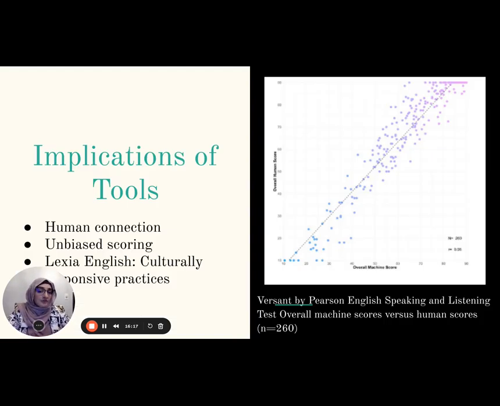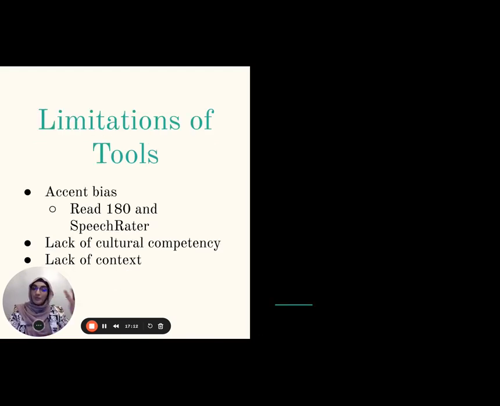Some of the implications of the tools involve focusing more on the human connection piece of qualitative research. They claim unbiased scoring, but this will get discussed later on in the presentation, as well as culturally responsive practices, especially with Lexia English, as the entire software was designed to feel more comforting to the multilingual learners, the newcomers especially, as the characters resemble the students who are using them and they sound like the students who are using them. Here we have Versant, positive implications.